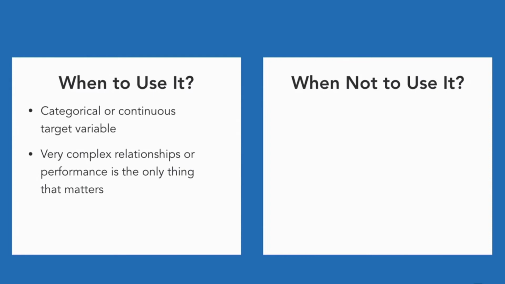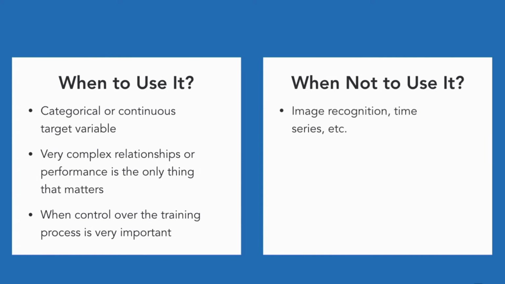As mentioned earlier, the way multi-layer perceptrons are constructed allows them to learn very complex relationships in the data. If you have complex relationships in your data, or all you care about is performance, and you don't care about training time or interpretability, then this might be a good tool for your problem. There are a lot of hyperparameters to tune. If you want to have a lot of control over the training process, multi-layer perceptrons might be a good method to explore.